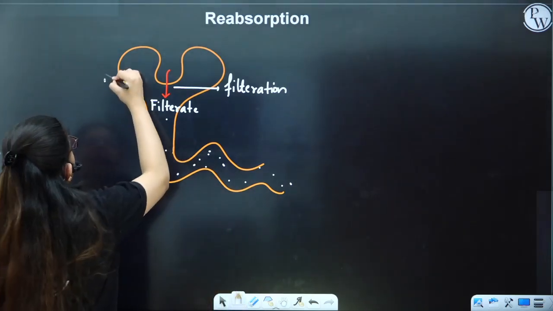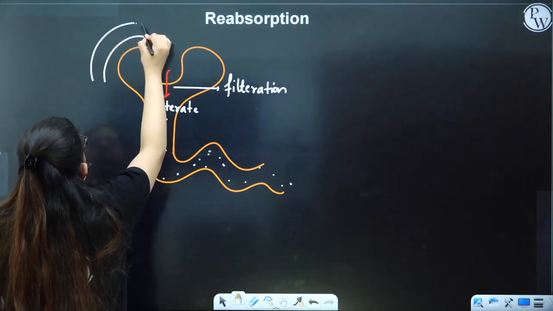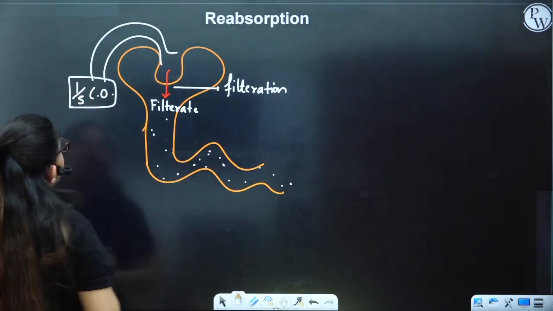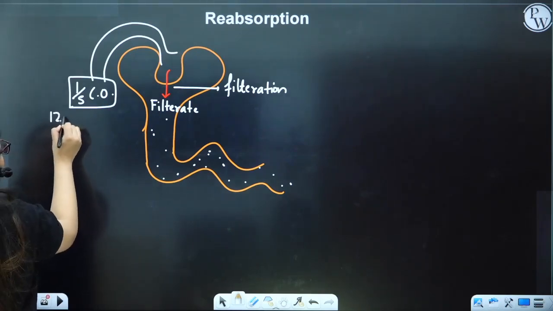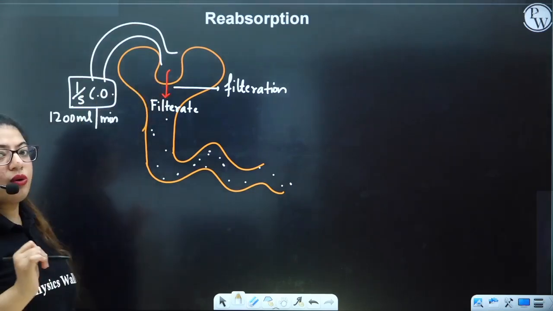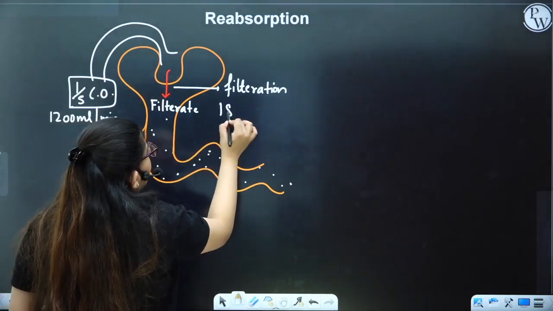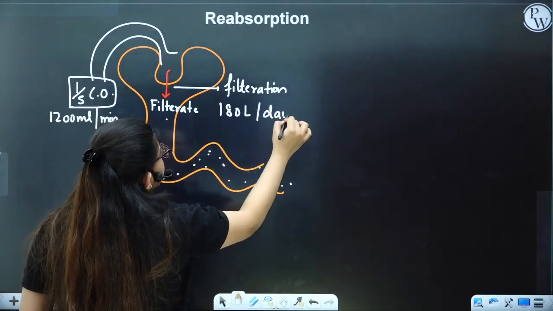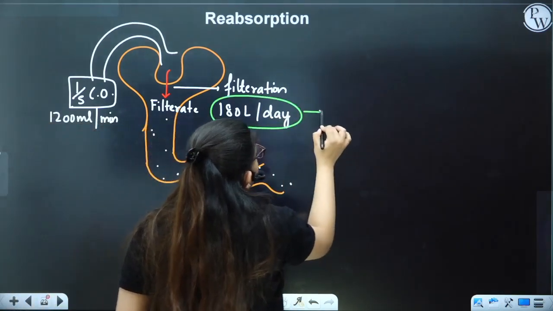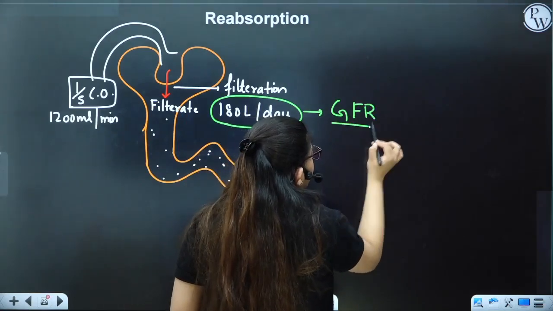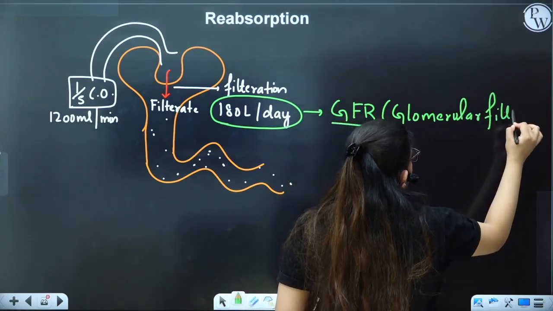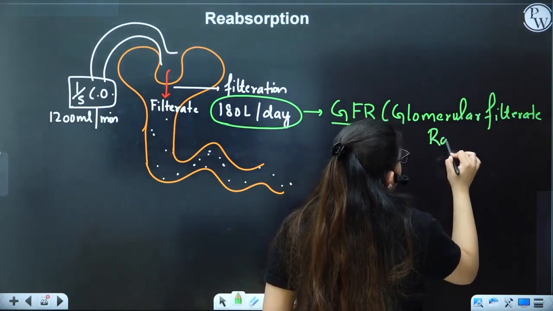Whatever blood is coming here per minute is 1/5 of the cardiac output, around 1200 ml per minute. But out of this, how much filtrate is formed? 180 liters per day of filtrate is formed, and you call it the glomerular filtration rate. What do you call it? Glomerular filtration rate. That means the rate at which the glomerulus is filtering.